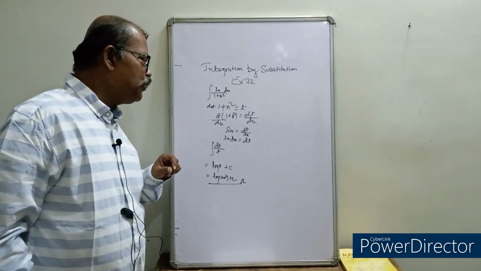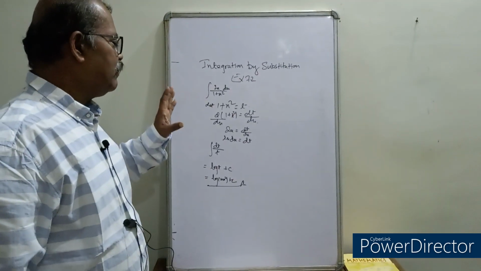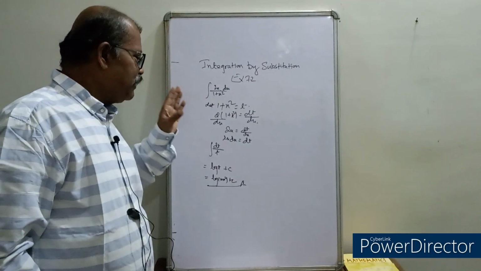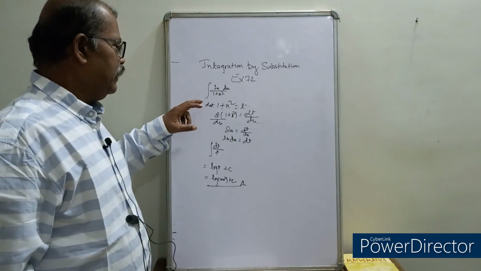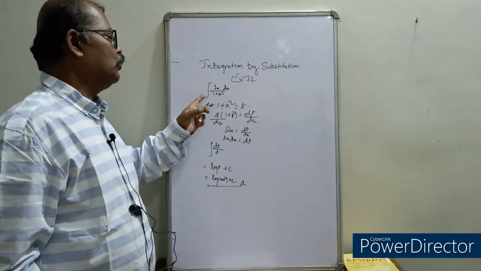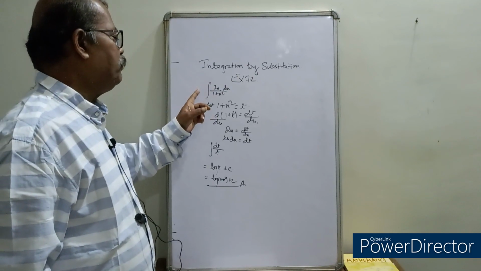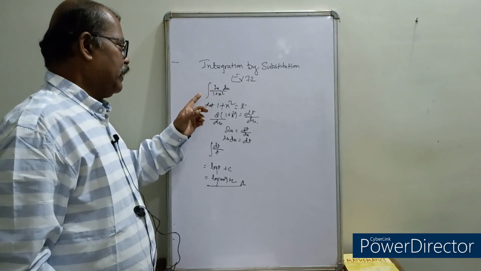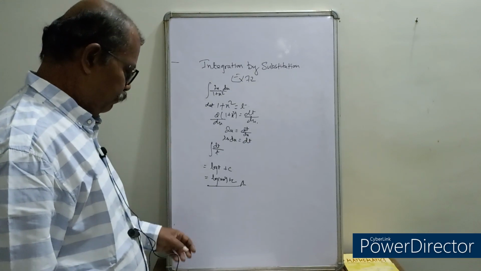So in the substitution method, first of all, when you see the question, what is the trick lying behind it? You must observe it minutely: if you select something, its differentiation will be present in the question. If you can make this selection, this is very easy for you.